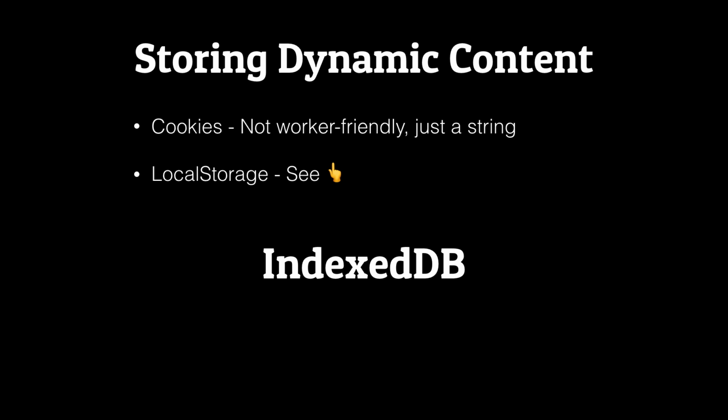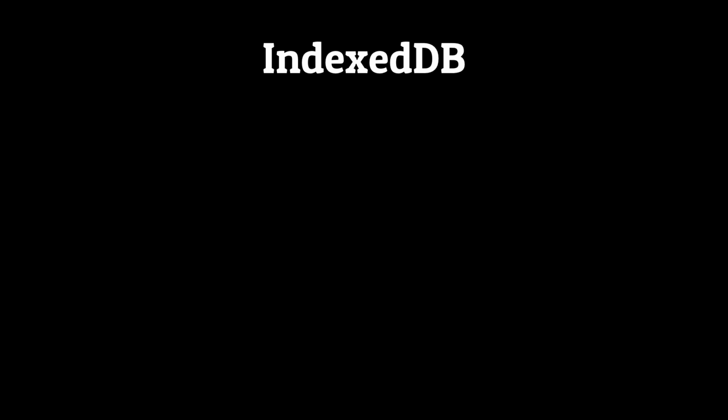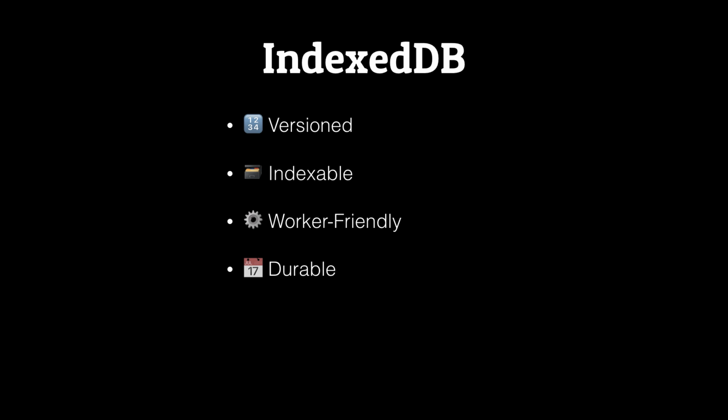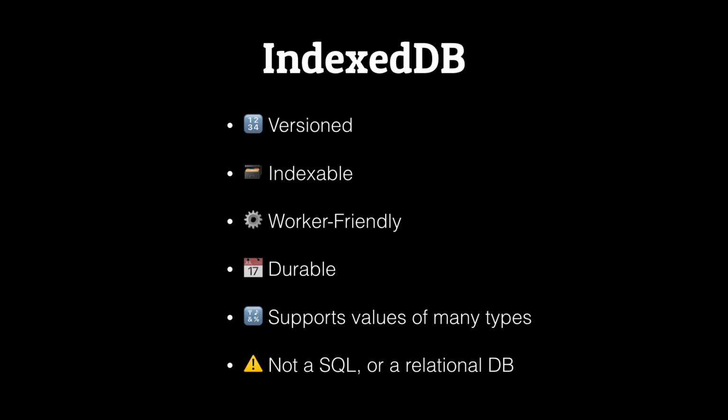An often overlooked option that is available on a wide range of browsers is IndexedDB. This is a versioned, indexable, worker-friendly, durable storage system. It supports many types of values, ranging from strings and integers and functions to even blob data, so you could potentially store an image that you're getting ready to upload at a later date. It's not a SQL database, it doesn't support structured query language, and it's not a relational database. It wouldn't be totally wrong to think of this as almost like a light MongoDB in the browser.